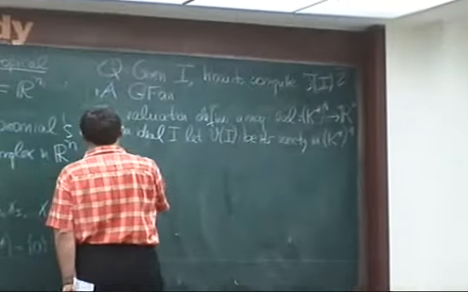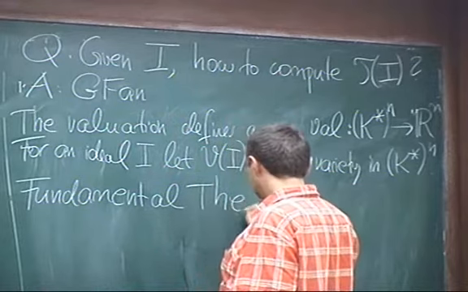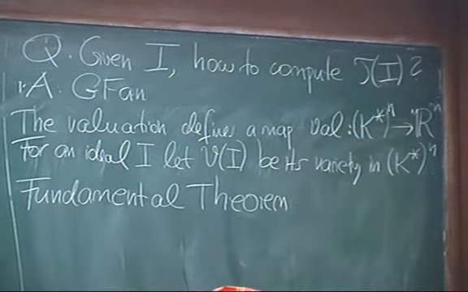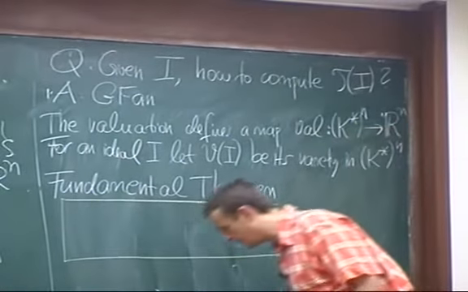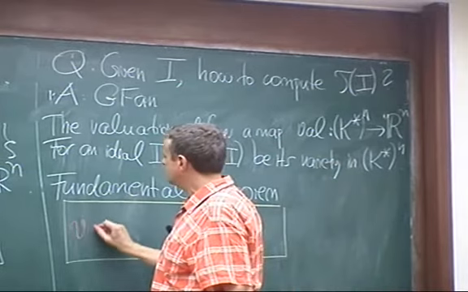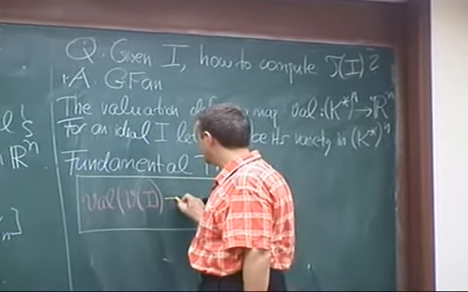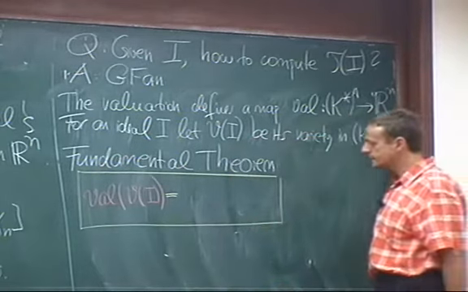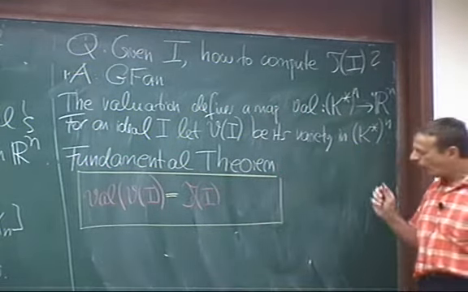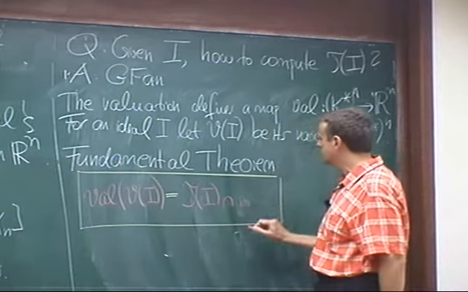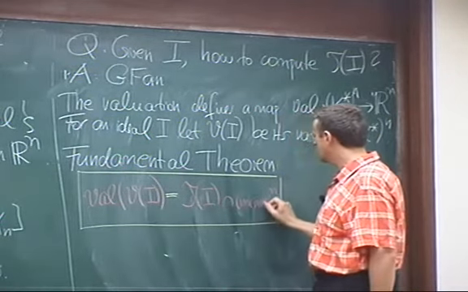Then we have the following fundamental theorem. This theorem is so fundamental that we're going to make it yellow and red. Here's the statement. It says, if you apply the valuation to the classical variety in the torus, you get a subset of R to the n, and this subset is equal to the tropical variety. Well, not quite true. It's almost true. You have to intersect with the value group, the image of the valuation.